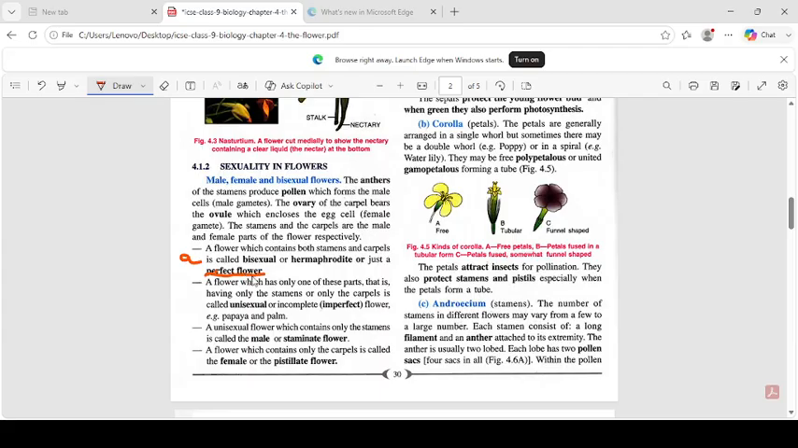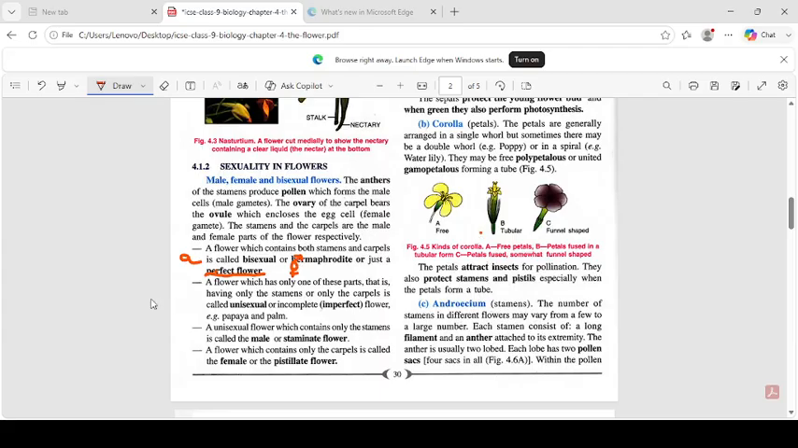So whenever we use the term perfect, we should not confuse it with the complete flower. A complete flower must contain all the four whorls, but a perfect flower is a flower which consists of both male and female reproductive structures in the same flower, just like a bisexual or hermaphrodite flower. The symbol for a bisexual or hermaphrodite flower is something like this, which you will study in higher classes.